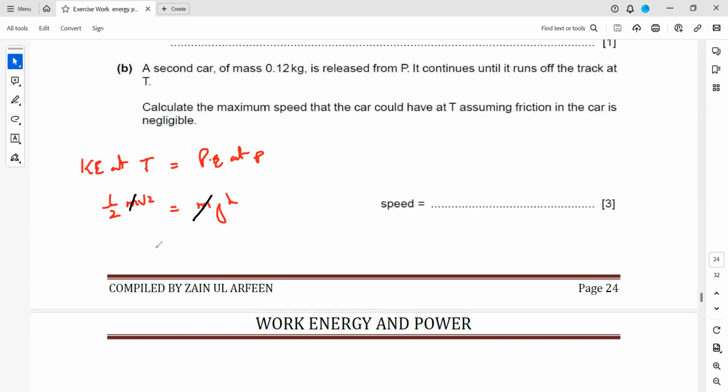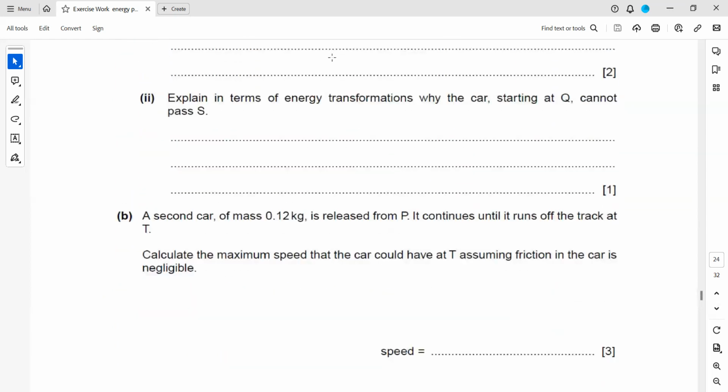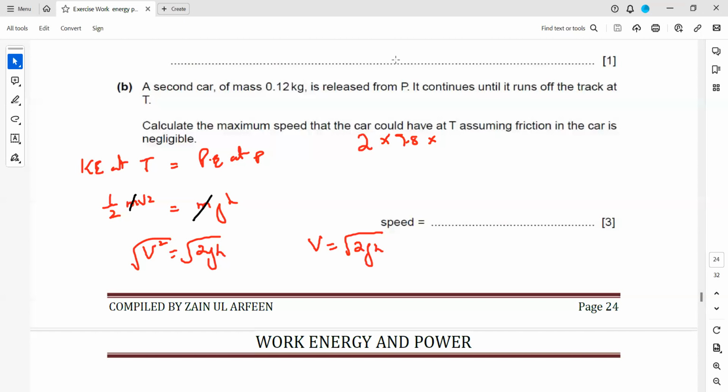So again, the same formula, we need the speed. This is a common type of question. So v squared is equal to 2gh. If I need v, we take a root. So speed is equal to the square root of 2gh. So 2 times the gravity, 9.8, times the height from which this is released. Point P was 0.5 meter. So this will be 0.5, and then take the square root. So you'll get the speed at which this car will move, which is about 3.16 meters per second.